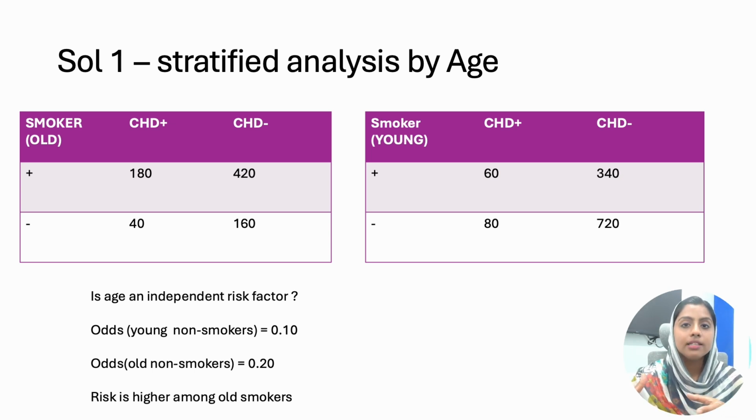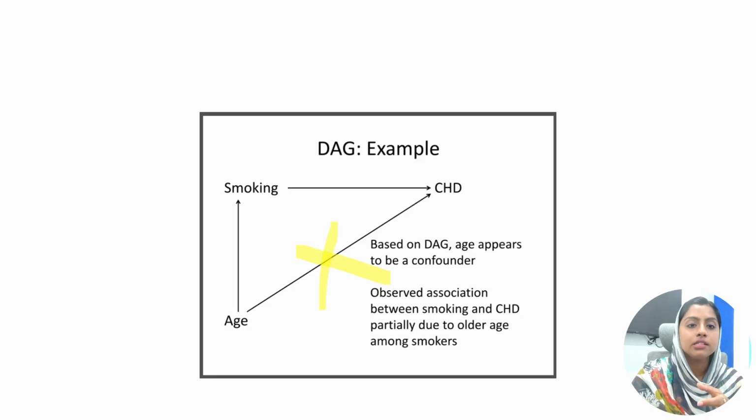So the odds in the younger group is 0.1, and the odds that you get in the older population is 0.2, and that too among the non-smokers. Which indicates that age itself actually increases the chance for coronary heart disease. So there is a risk among elderly individuals. So this shows that there is an effect of age on coronary heart disease. As you can see in this directed acyclic graph, now you have ticked the association between the age and the coronary heart disease.